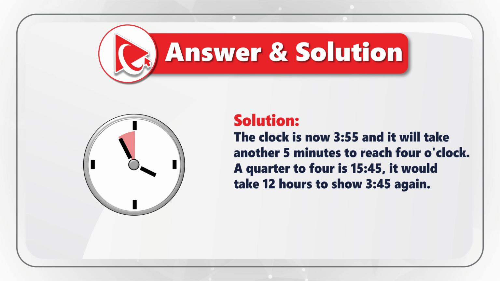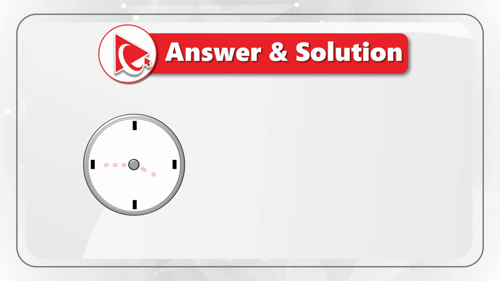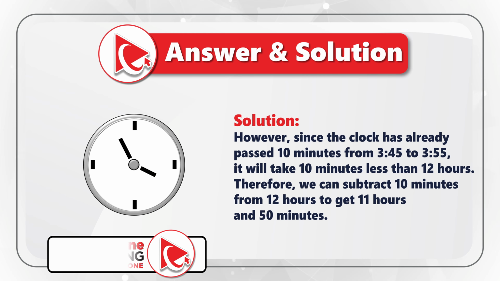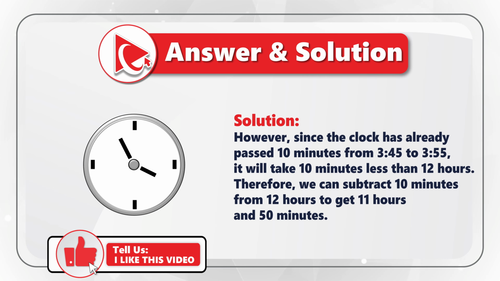Based on the description, it will take another 5 minutes for the clock to strike 4 o'clock, which means that the clock now shows 3:55. Our next described point on the clock will be 4:45, which could be represented as 15:45, and the clock will reach this point after around 12 hours to show 3:45 again. In military time, which is frequently used in the US, it's going to be 15:45, and it's going to be a little bit less than 15:55. Let's determine how much less than 12 hours it's going to be.